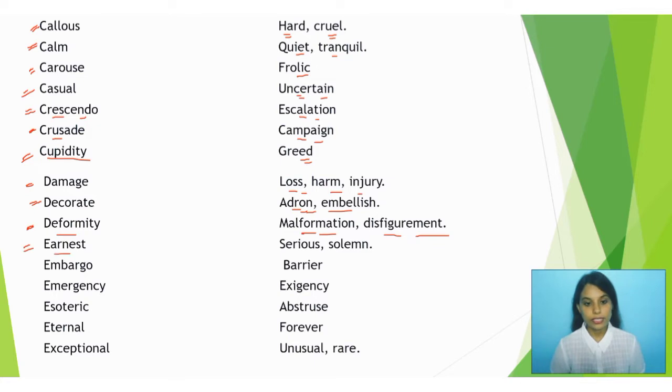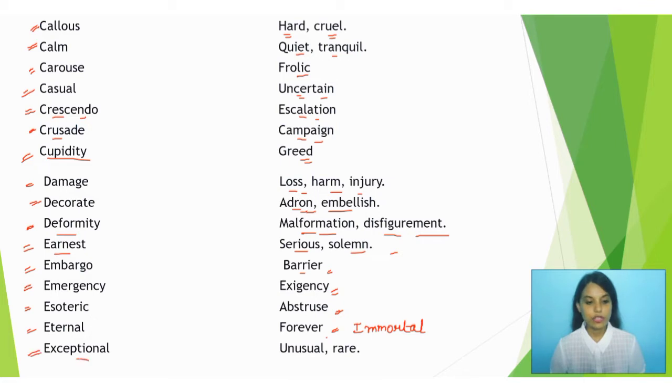Then you have earnest. Earnest means serious or solemn. Like from your heart, you are seriously wanting something. Like your earnest wish is that your friend succeeds. That can be an example. Embargo. Embargo is synonymous with barrier. Then emergency is there. Emergency means exigency. Then you have esoteric. Esoteric means abstruse. Then you have eternal. Eternal means, of course, immortal. So that's like forever. I'm also writing it down, immortal.